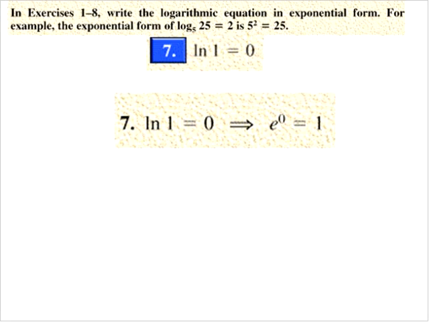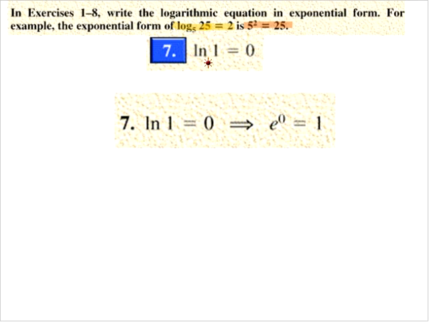If we notice the example, it says log base 5 of 25 equals 2, and that's in logarithmic form. To change that to exponential form, we would say 5 squared equals 25. So we always take the base, and your exponent is what it equals, and we set it equal to whatever number is next to it.